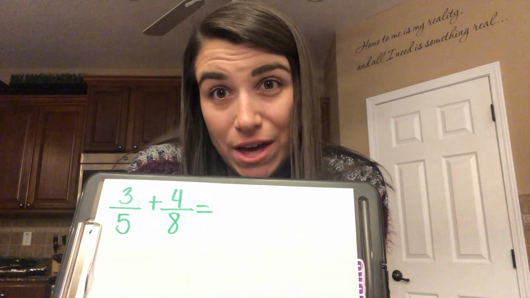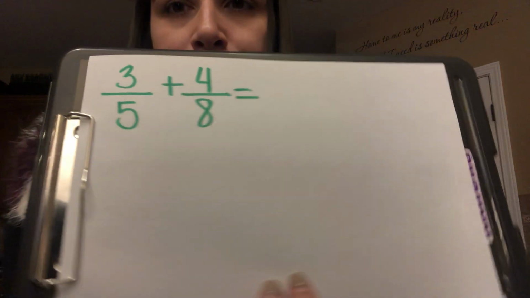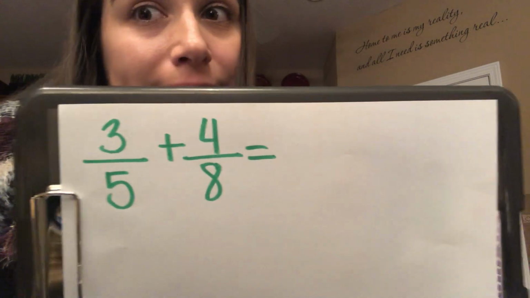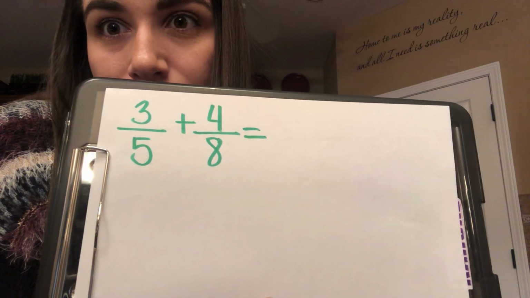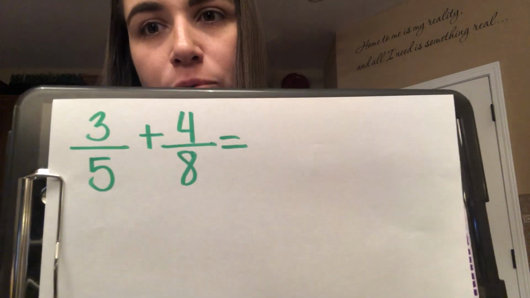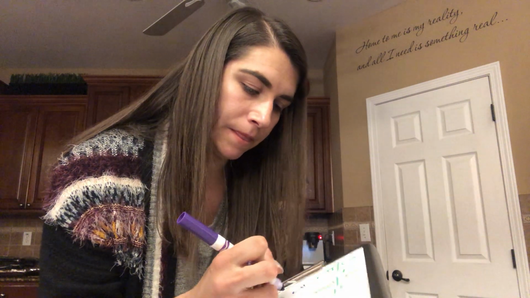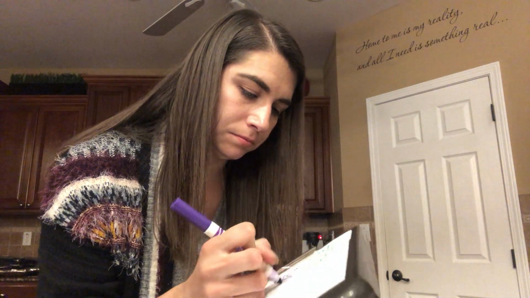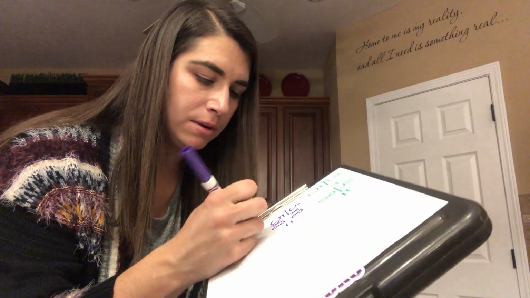We're going to have to change both of them to find a common denominator. So for this one, I'm going to just take 5 times 8 and 8 times 5. I'm going to multiply by the opposite denominator. I know we touched on that just a little bit in class, but the opposite denominator is what I'm going to multiply by. So for 3/5, that means I'm going to multiply the top and the bottom by 8. And then for 4/8, I'm going to multiply the top and the bottom by 5, the opposite denominator.